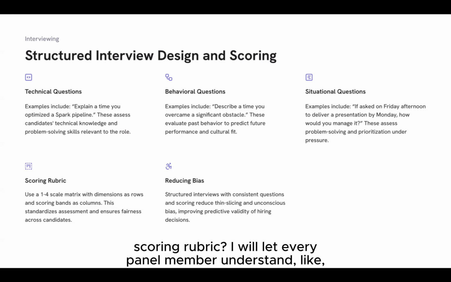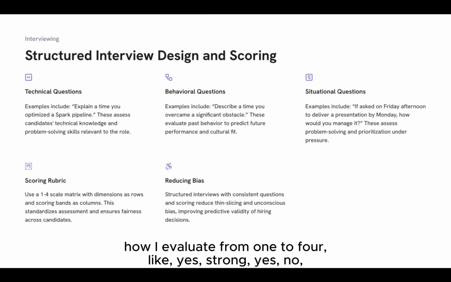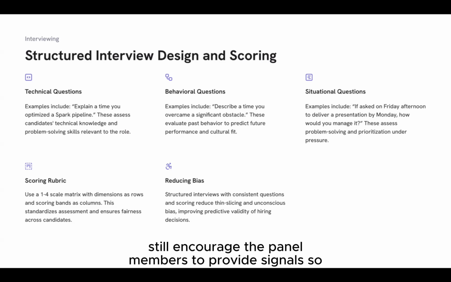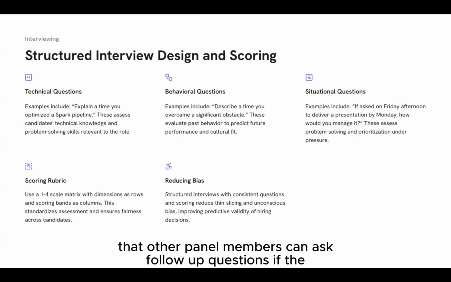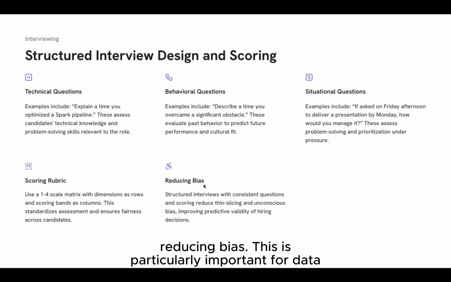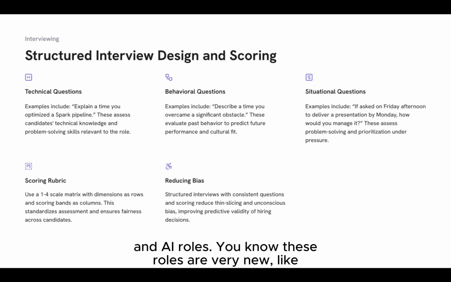I will let every panel member understand how I evaluate from 1 to 4: yes, strong yes, no, strong no. If it's a borderline yes or borderline no, I will still encourage the panel members to provide signals so that other panel members can ask follow-up questions if the signals in the previous rounds are not clear. The last one is reducing bias. This is particularly important for data and AI roles.